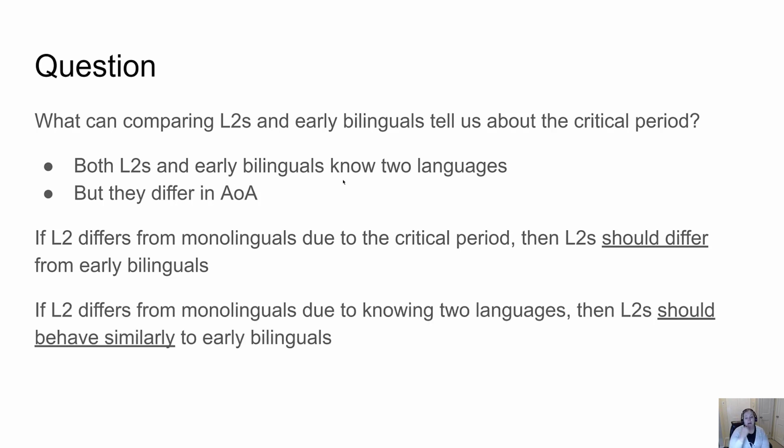However, if a second language learner differs from a monolingual due to knowing two languages, if the fact that they have two languages in their mind is what's causing the differences from monolinguals, then you would expect to see some similarities between second language learners and early bilinguals. That makes this three-point comparison really interesting, because second language learners and early bilinguals share knowing two languages, and early bilinguals and monolinguals share early age of acquisition. So if you compare the three together, you can start to piece apart which part of it is age of acquisition.